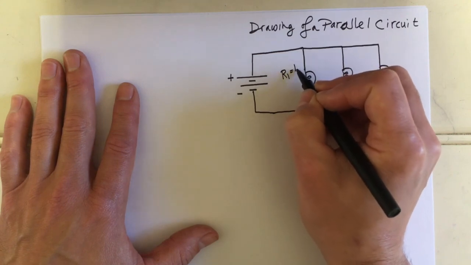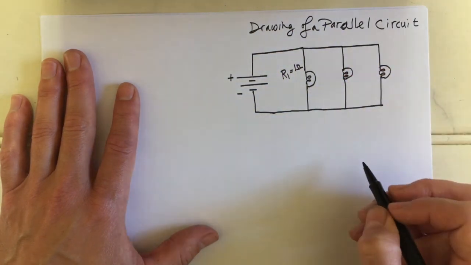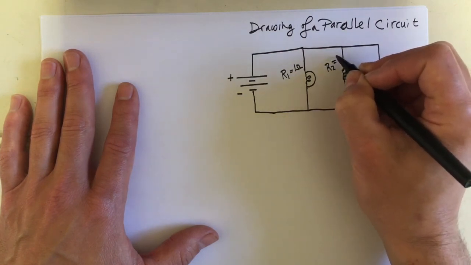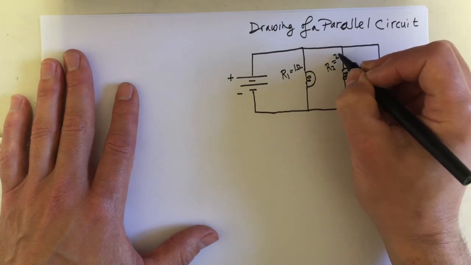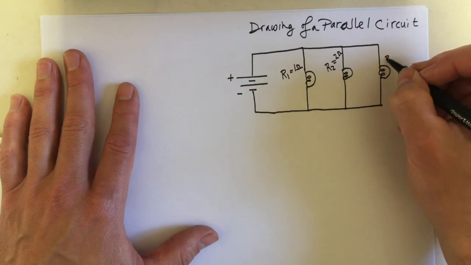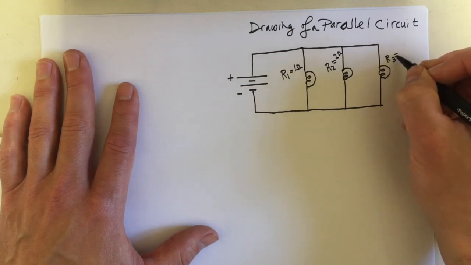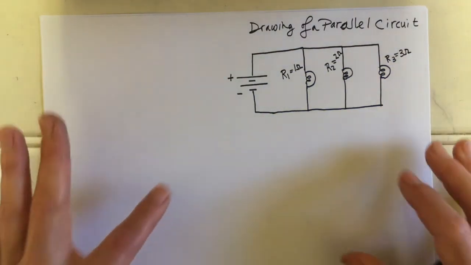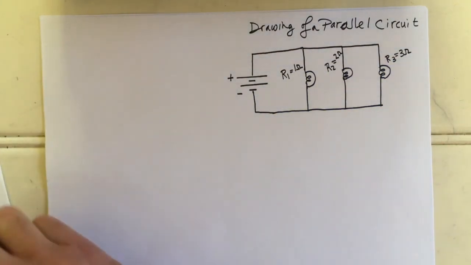And once again, we'll make it equal to 1 ohm. We'll call this one R2, and we'll say it's equal to 2 ohms. Running out of room. And finally, this one will be R3, and this will equal 3 ohms. All right. We'll go ahead and draw the current.